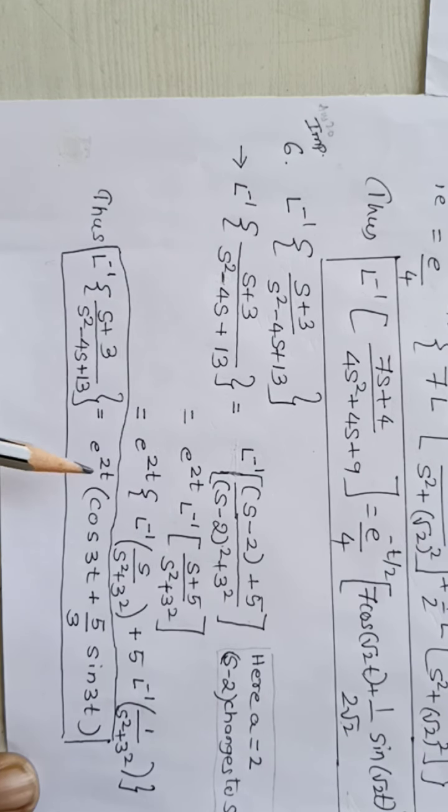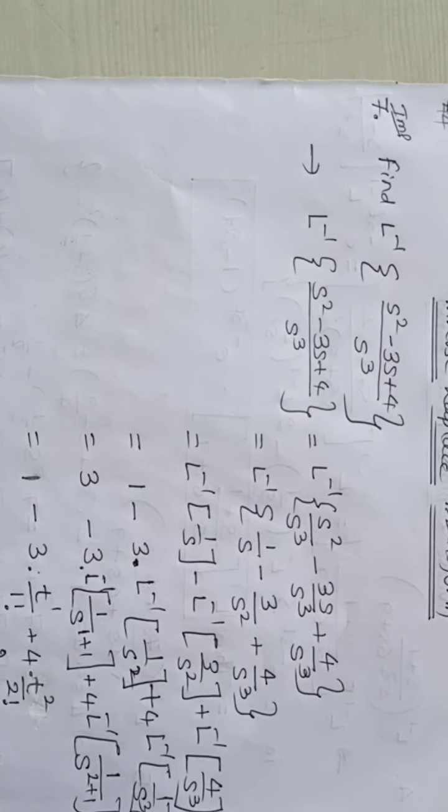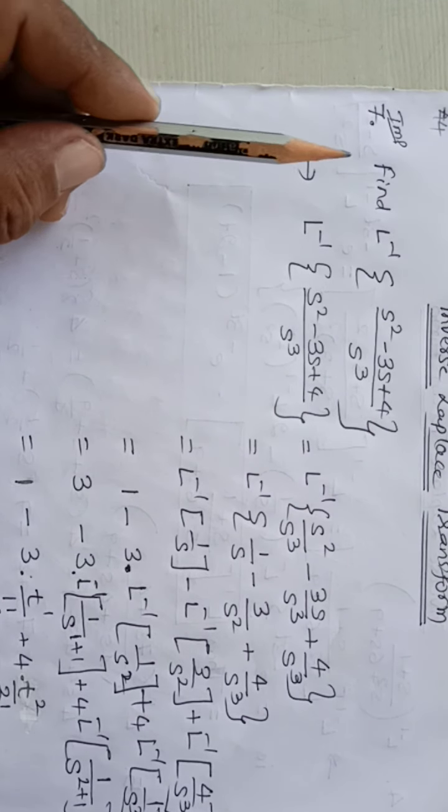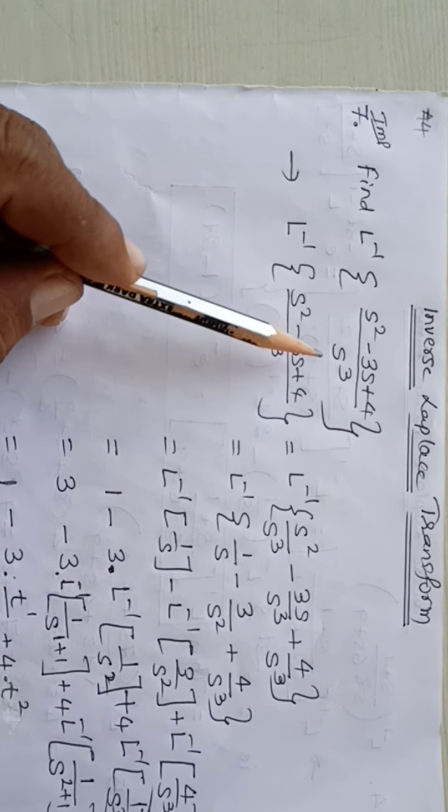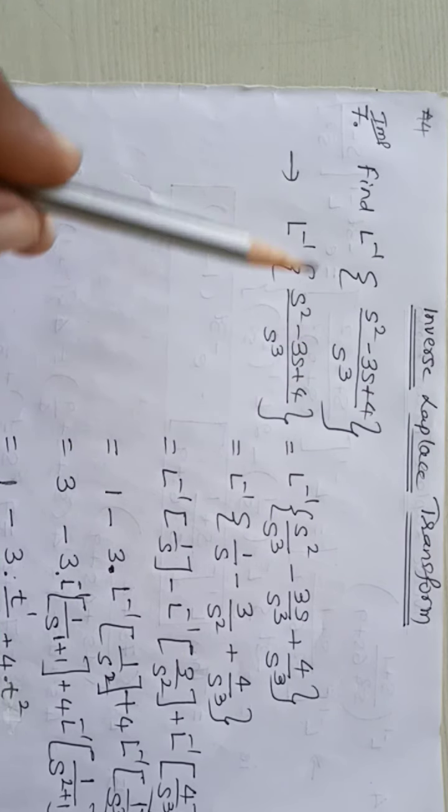So the answer is e raised to 2t cos 3t plus 5 by 3 sin 3t. Next problem number 7. This is also very important. Find the Laplace inverse of s square minus 3s plus 4 divided by s cube.